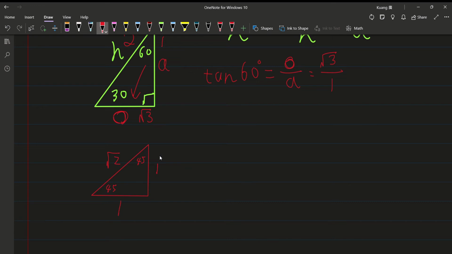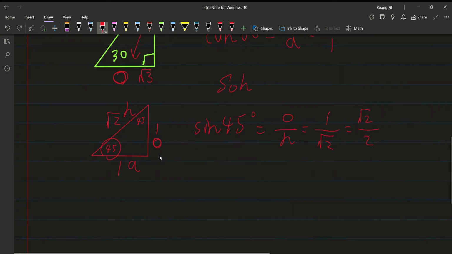So if I ask you what is sine 45 degrees, you can choose this one or this one. It doesn't matter because the opposite side is equal to the adjacent side. If I use this, opposite is this, adjacent is this, and this is the hypotenuse. Sine is SOH, so the opposite over hypotenuse. The opposite side is 1 over √2, since the hypotenuse is √2. You can rationalize the denominator and it becomes √2 over 2. So that's the value of sine 45.